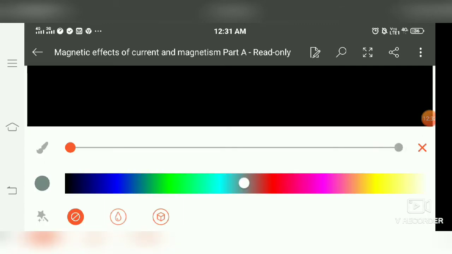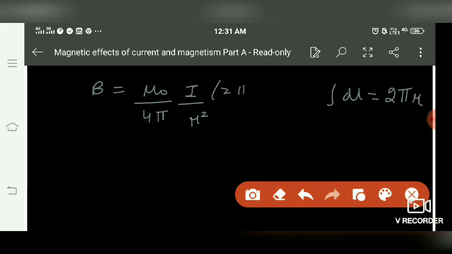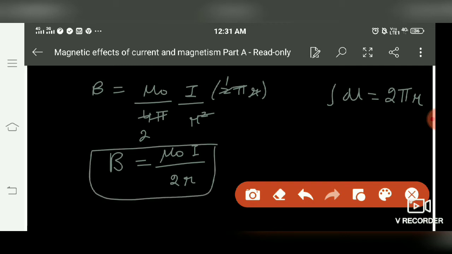So we get B is equal to mu naught by 4 pi I upon r square times 2 pi r. Pi gets cancelled with pi, 2 pi over 4 pi leaves 2 in the denominator, and r gets cancelled with r. So B is equal to mu naught I upon 2r.